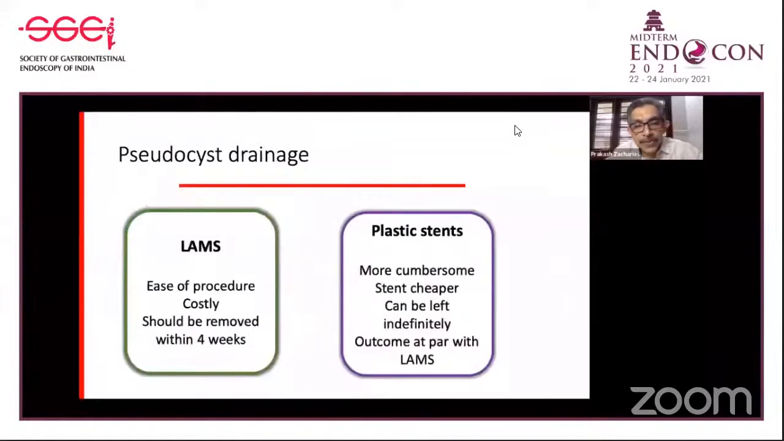You can also do LAMS. It is easy to do, but it is very costly. And if one is placing a LAMS, it should be removed within the next 4 weeks because there is increased risk of complications. Plastic stents, though more cumbersome to do, are cheaper and have the advantage of being left alone indefinitely if there is a disconnected pancreatic duct syndrome, and the outcome is at par with the LAMS.